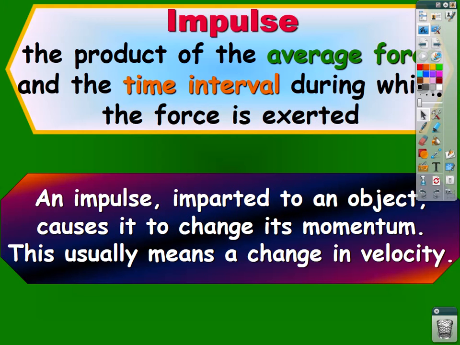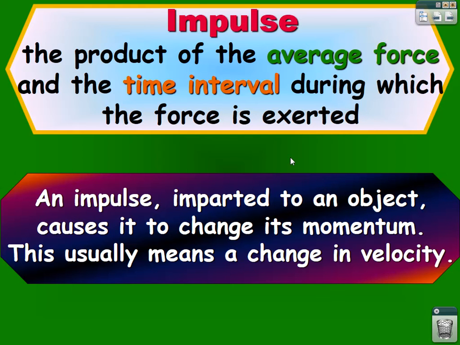So an impulse is the product of the force times the time that it is exerted. Force times time. So that's the official definition of impulse. But it causes a change in momentum. So impulse is change in momentum. The impulse will cause the change in velocity, the change in momentum of the object.